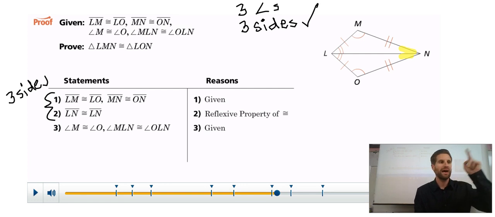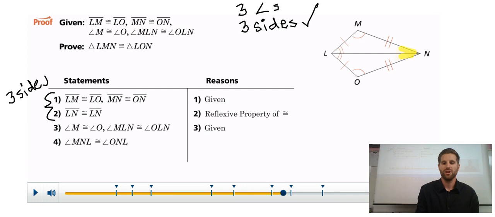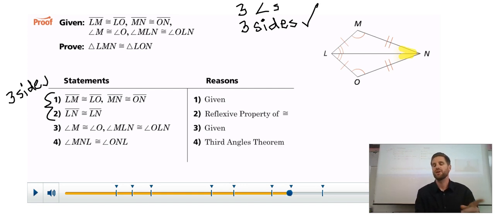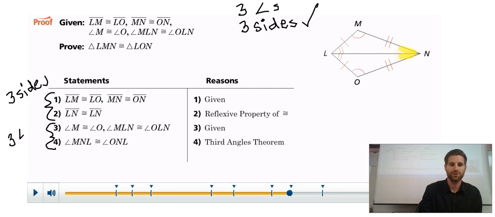Well, if we think back to our key concept, we remember if we have 2 angles congruent in the same triangle, the third angle is going to be congruent. That's the third angles theorem. So we're going to use that: MNL and ONL are going to be congruent by the third angles theorem. So again, that was a key concept for us. All right, again, pausing it here, these 2 statements show 3 angles are congruent.